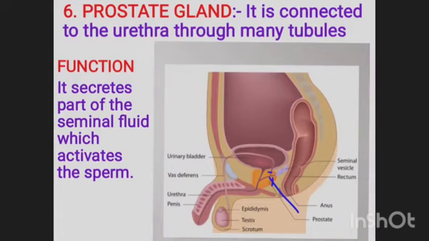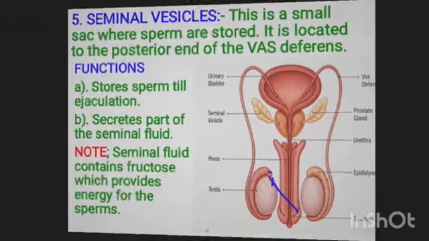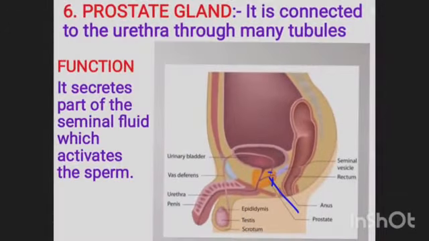Now, the function is that it secretes part of the seminal fluid which activates the sperm. It also helps to secrete seminal fluid. Don't forget that seminal fluid is also released by the last structure we just talked about, which is the seminal vesicle. It also secretes part of the seminal fluid which activates the sperm to perform its action. So that is the prostate gland.